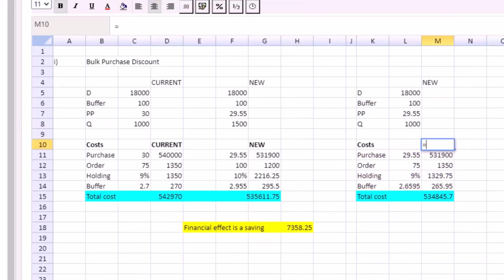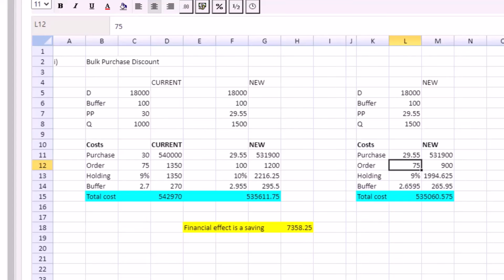Again, I need to change that to say new, so I'm just going to reference it. I then need to change the quantity to be the 1500, and again, it will automatically change everything that's affected in there, which it has done. I then need to just check any other parameters are changing.